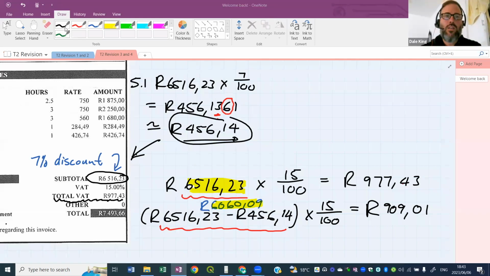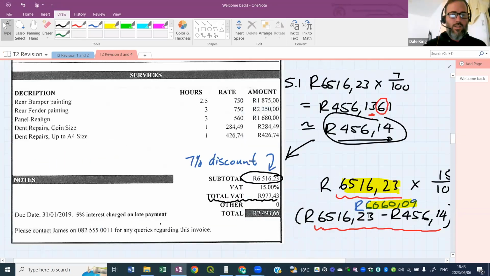So the person that's marking is saying, yeah, they understand what's going on. Yeah, the subtotal is changing. That's why the VAT amount will change. All right, very good. You guys are on the ball tonight. Okay, let's go to the next question.